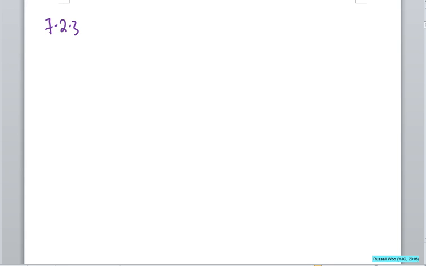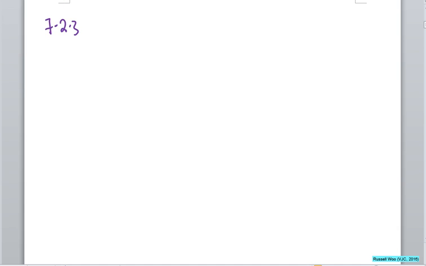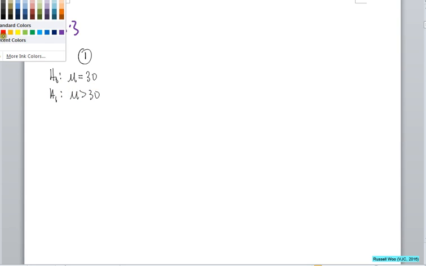Let me use another color pen. This one, black. First case. Now I use proper terminology: default statement H1, H0, mu equals 30. Now this is the one that we did just now.